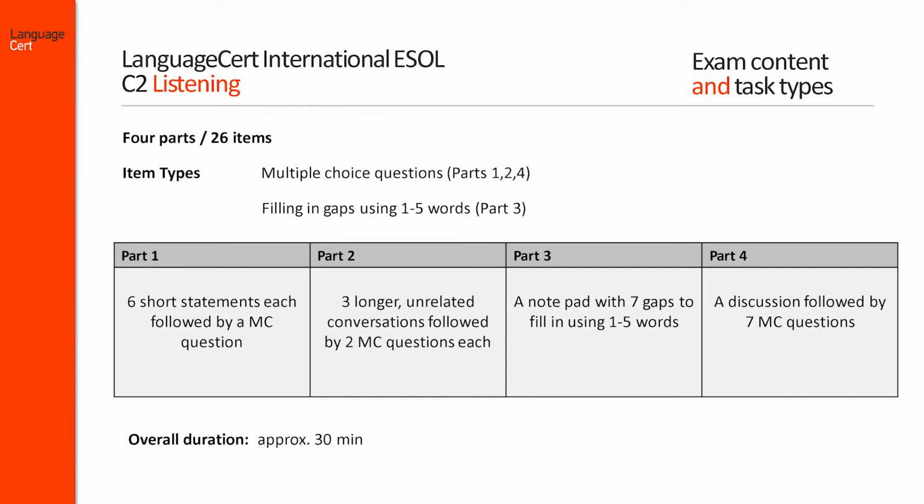The listening component of the LanguageCert International ESOL written exam at C2 level consists of 4 parts. All texts are heard twice. There are 26 items to answer. There are 2 different item types: multiple choice questions for parts 1, 2 and 4, with each multiple choice question providing 3 options, A, B or C, and filling in gaps for part 3, where gaps are to be filled in with no more than 5 words each time.